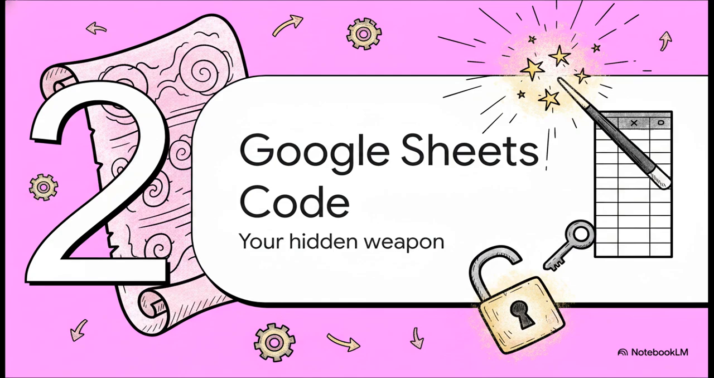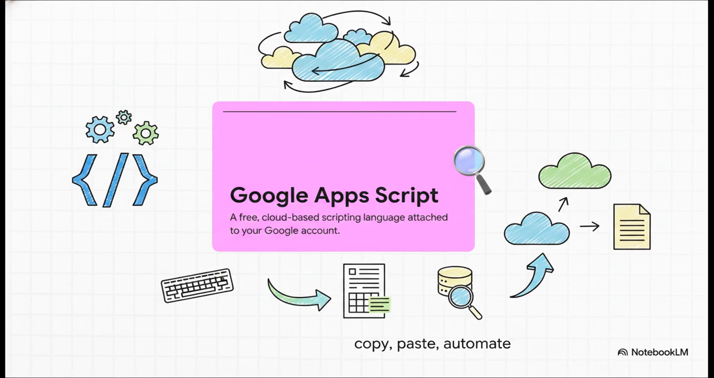Moving to Part 2, the Google Sheets cheat code. Let's unlock your hidden weapon. Enter Google Apps Script. Now, this is a free, cloud-based scripting language that is attached directly to your Google account. It runs entirely in the cloud, right inside your workspace. And here is the absolute best part about all of this. You don't need a single ounce of coding experience. None. This is purely a copy, paste, and automate kind of engine.